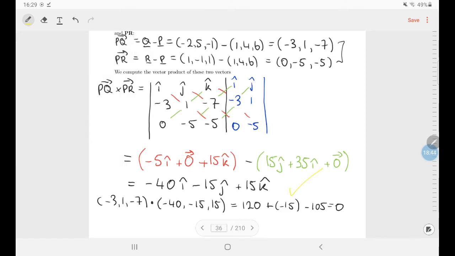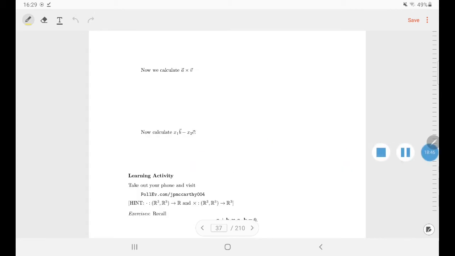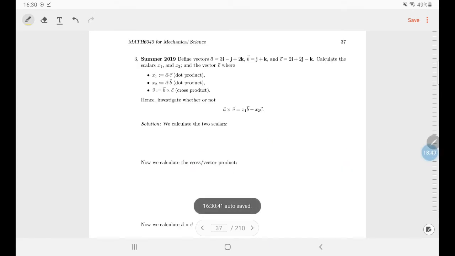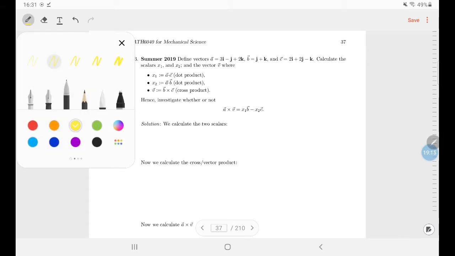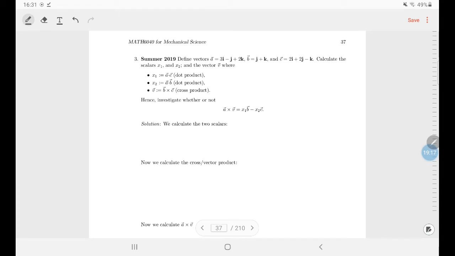Okay, more examples. One more example for us here. So we've got vectors A, B, and C, and we're going to calculate two numbers, x1 and x2, and a vector, and we're going to investigate whether these are equal. Now this seems like a mad joke. If we write it all out, do we get something interesting? We do. So this is called, I think, the back cab or something.